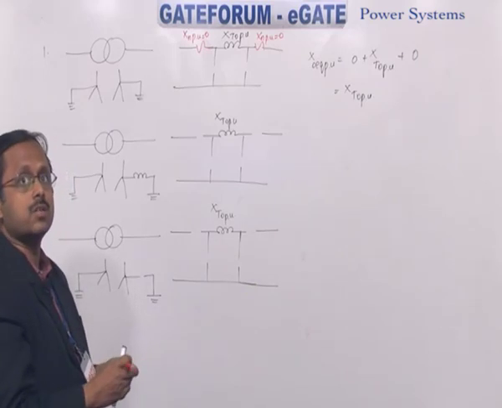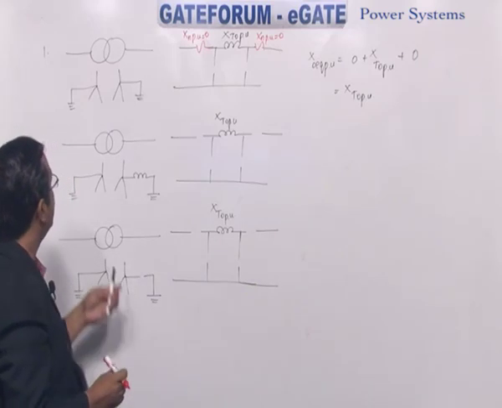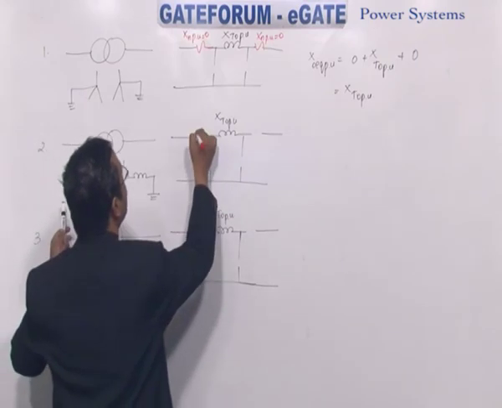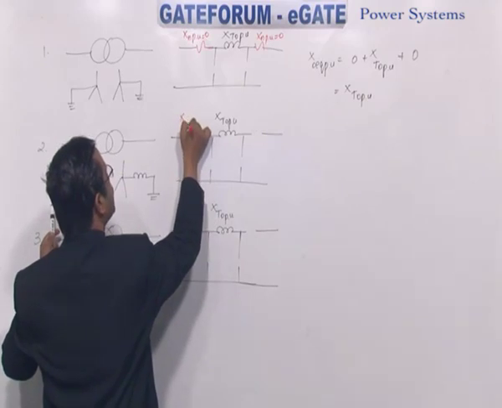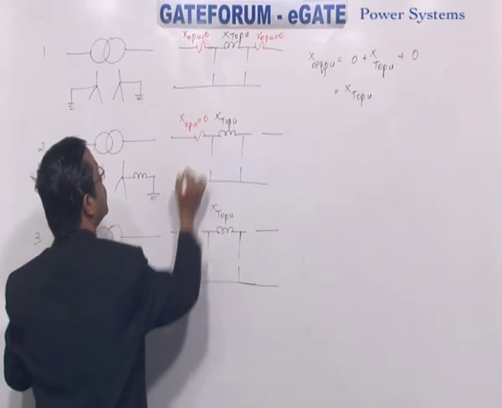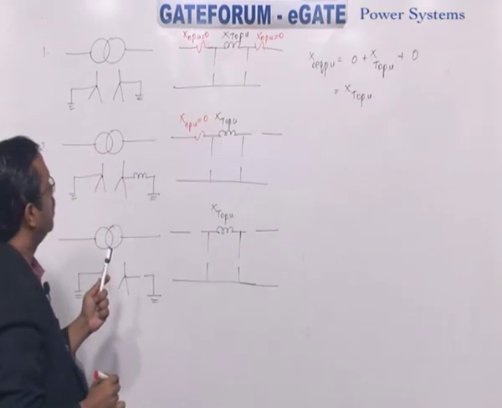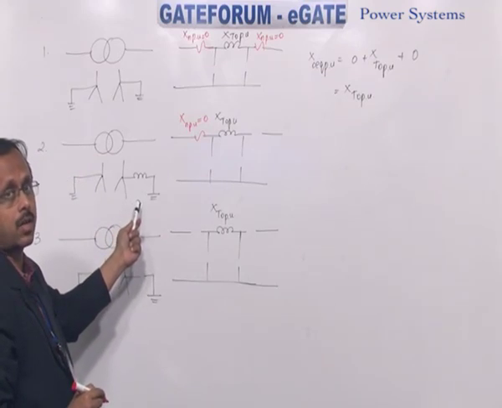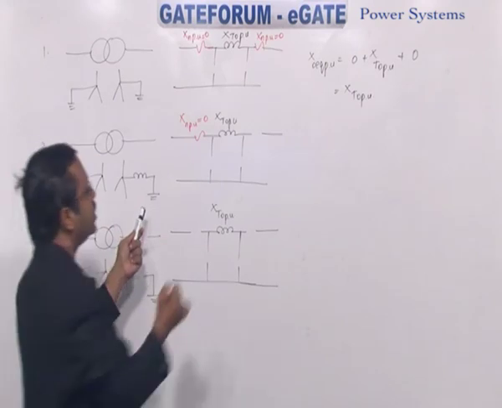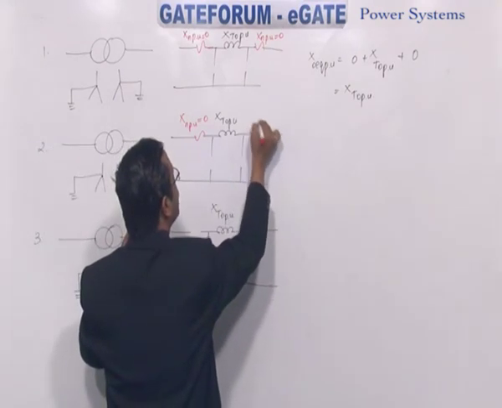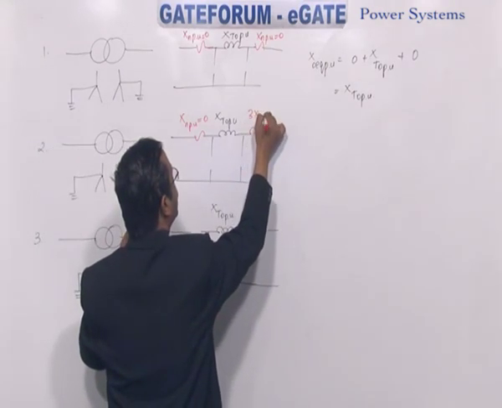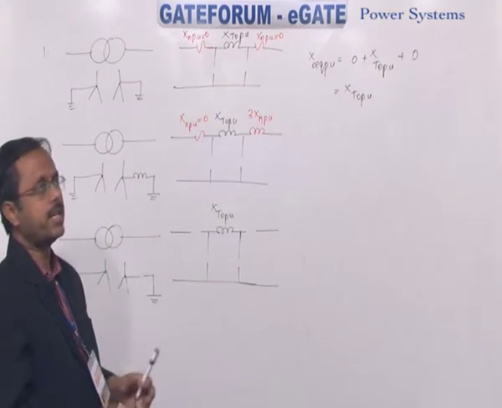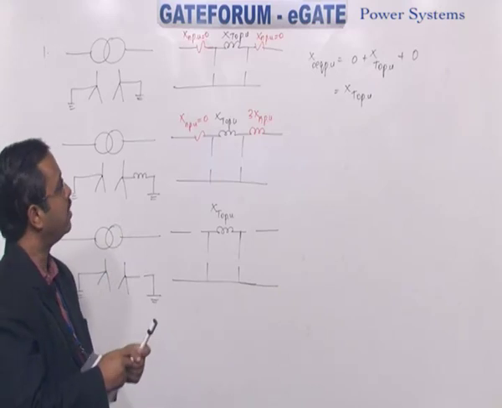Now check the second question. Primary is solid grounded. Close the series switch with Xn per unit 0. And now secondary is reactance grounded. So you close the series switch with how much? 3Xn per unit. Close the series switch with 3Xn per unit.